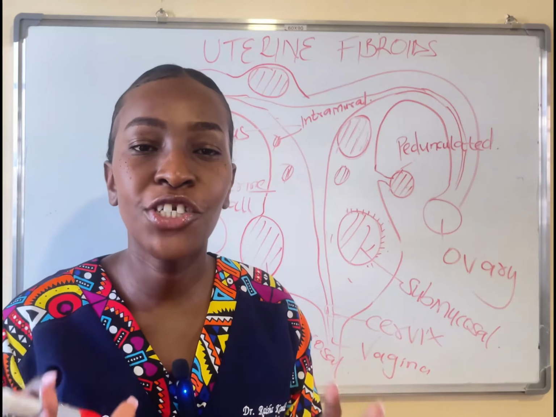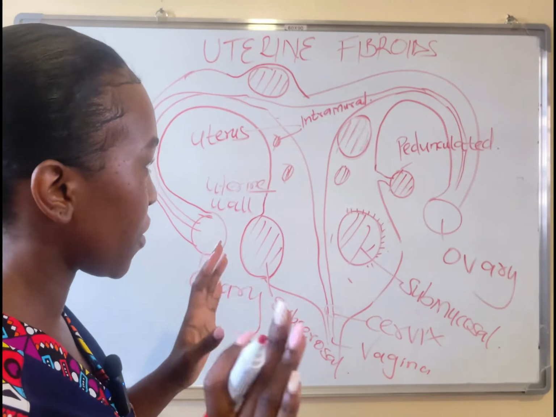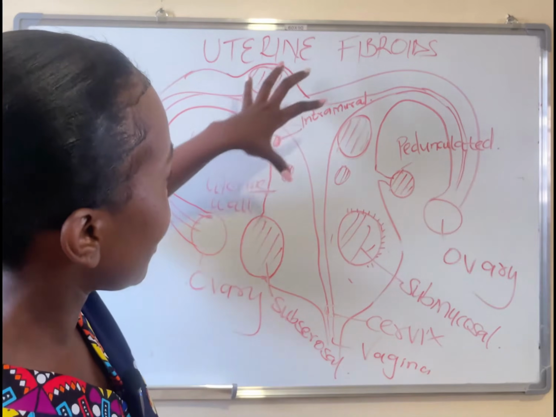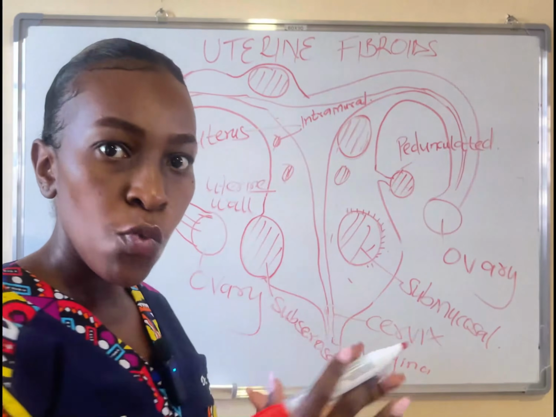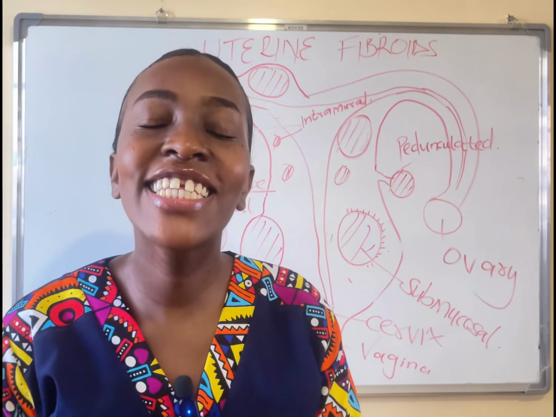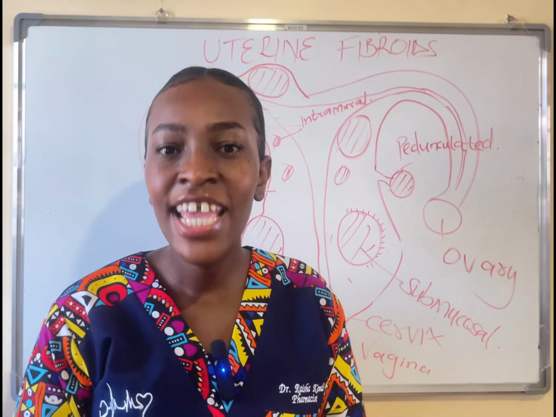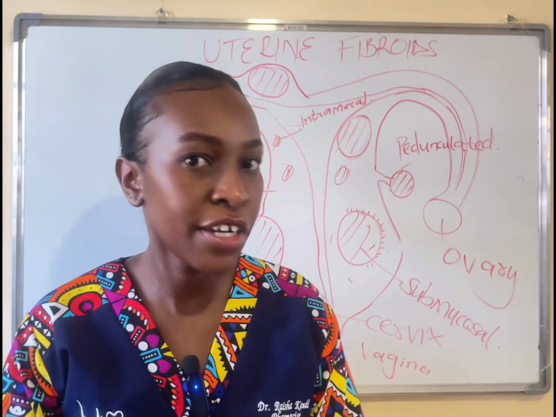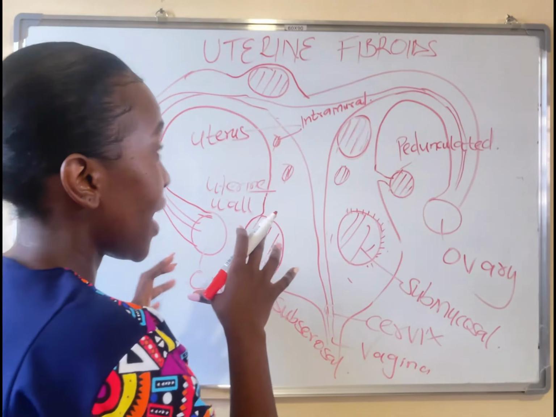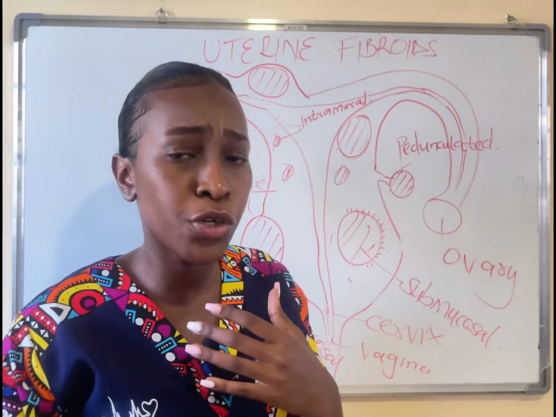Another sign is pressure effect. What do I mean by pressure effects? All right, so this fibroid is there. In the pelvic region, we have other organs such as the rectum. We have organs such as the bladder, and it is pressing against the bladder. It is pressing against the rectum. If it is pressing against the bladder, that is what we call pressure. It is putting pressure on the bladder.